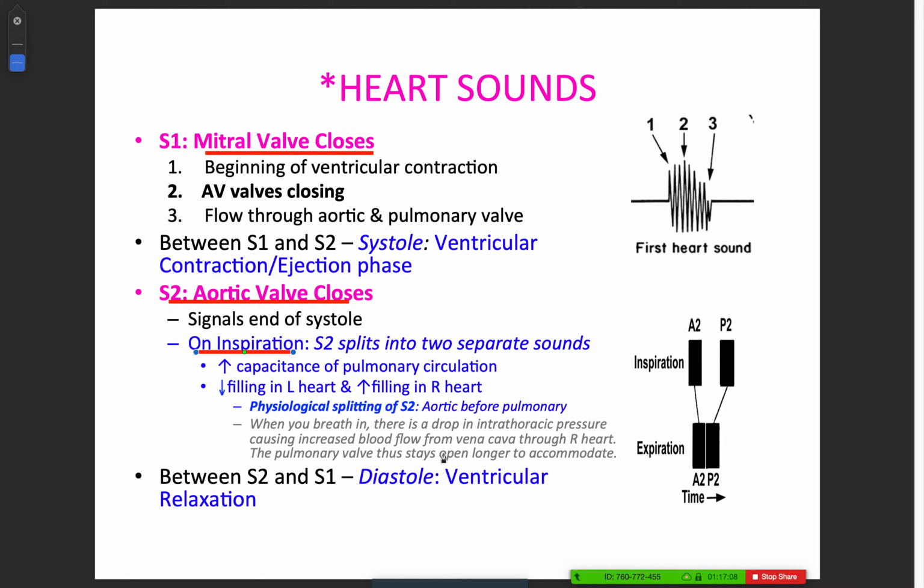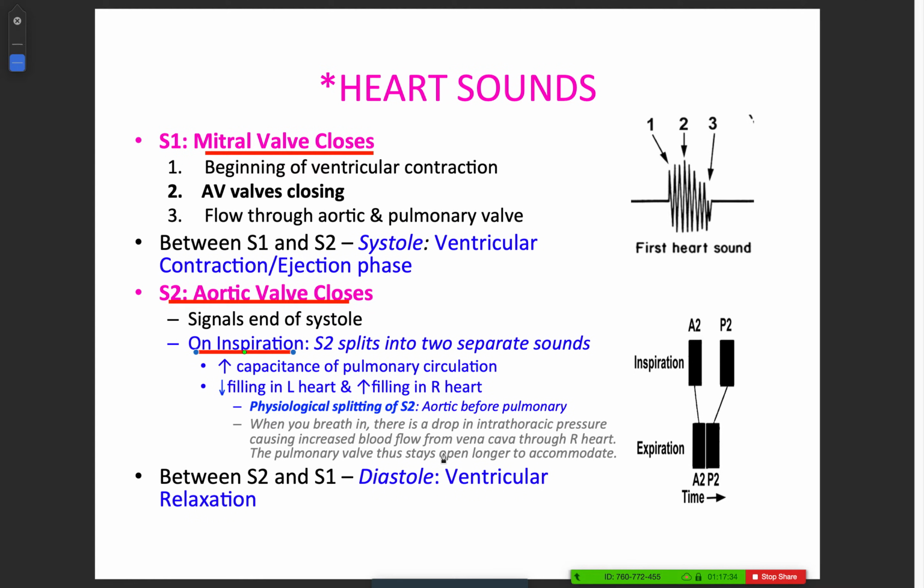In order to breathe, take a deep breath in, what we do is we drop the pressure in our thoracic cavity. We're basically making a vacuum and we suck air in, right? Now, when we decrease the pressure in our thoracic cavity, that's actually going to allow more blood to be inside of our thoracic cavity as well. Okay?